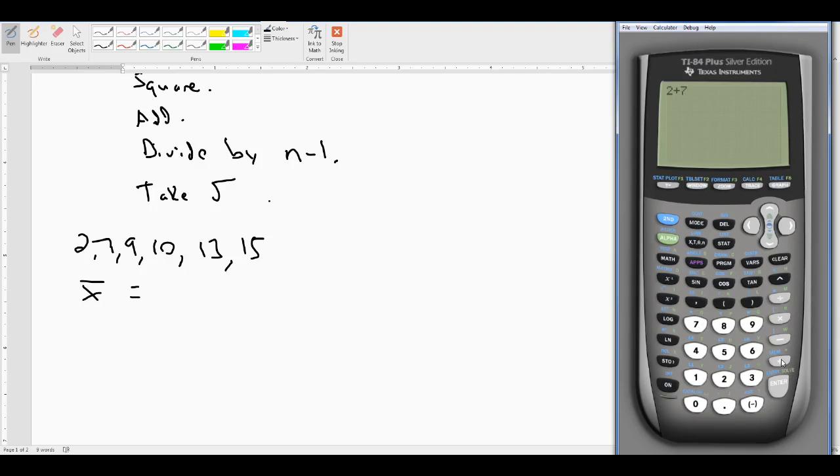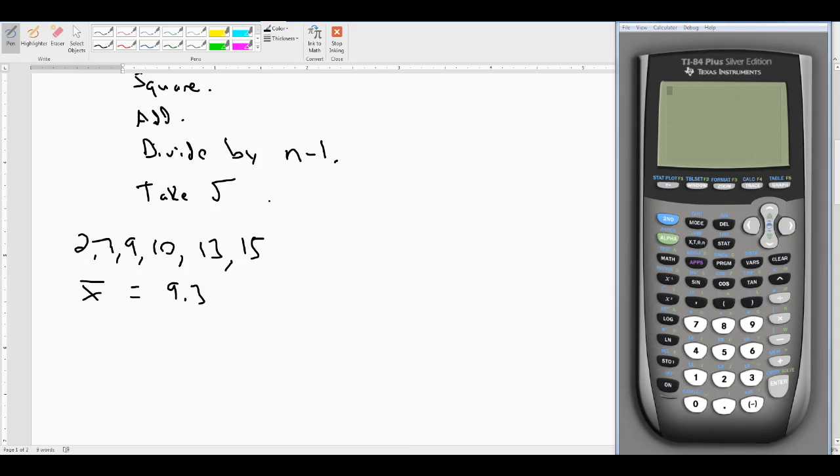So I'm just going to do 2 plus 7 plus 9 plus 10 plus 13 plus 15, and add them all up. And there's your sum. And then to find the average, you divide by the number that you have, which is 6 in this case. And I'm just going to round to one decimal place to make it easier. 9.3.